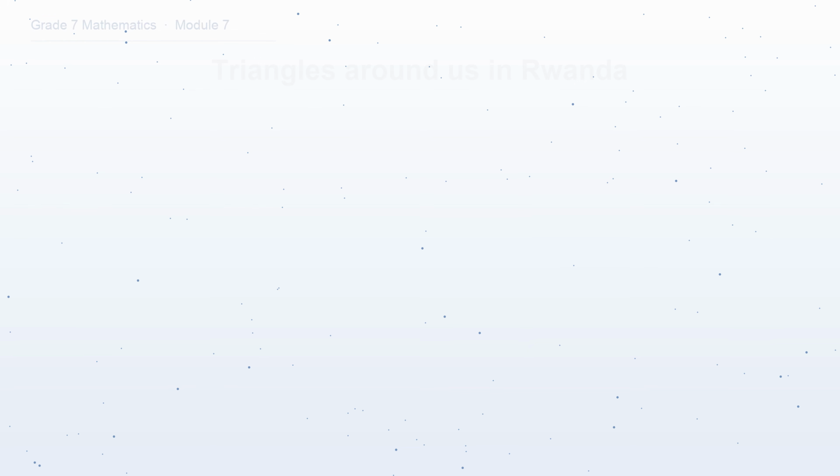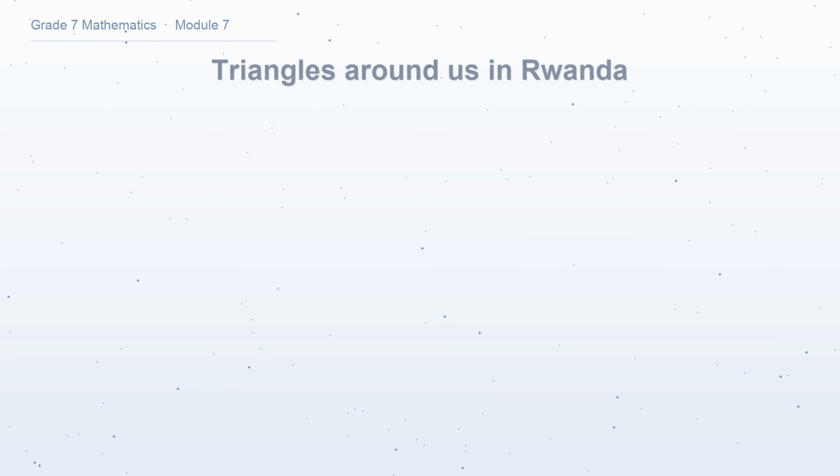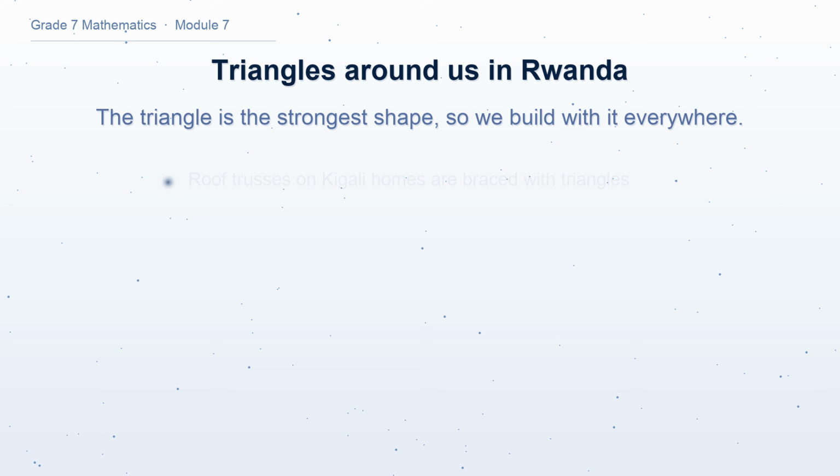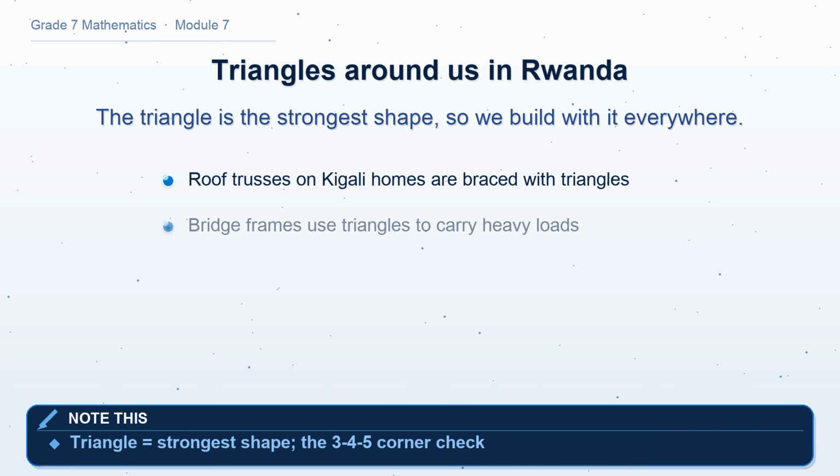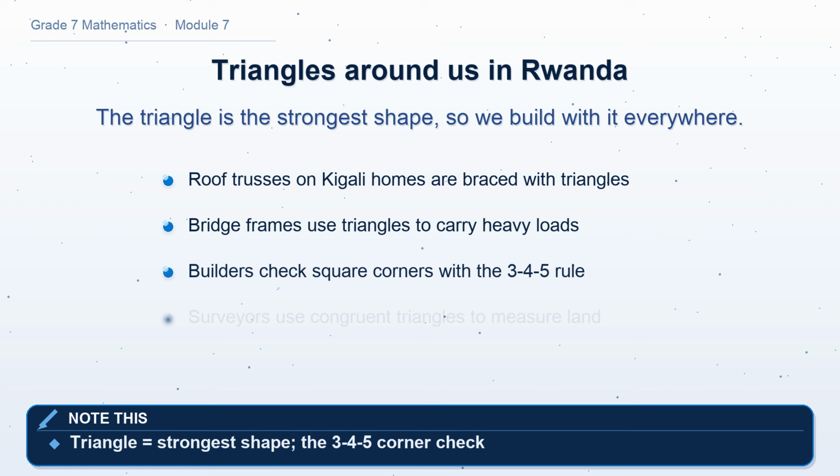Triangles are everywhere in the world you live in. A triangle keeps its shape under pressure, so it is the strongest shape we can build with. That is why roof trusses on Kigali homes are braced with triangles, and why bridge frames are filled with them to carry heavy loads. A builder who needs a perfect square corner measures 3 units along one edge and 4 along the other. When the diagonal reads 5, the corner is exactly square. Surveyors marking out farmland rely on congruent triangles to copy a measurement from one place to another. These shapes quietly hold up the world around us.